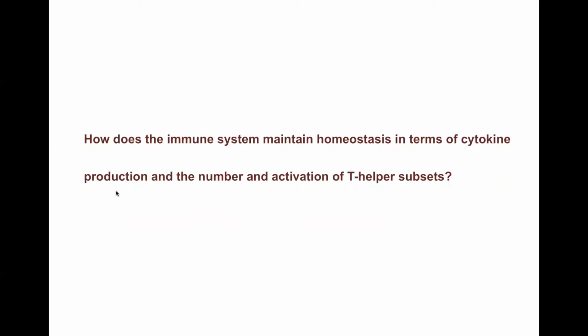So the question we're addressing here is, how does our immune system maintain homeostasis in terms of cytokine production and the number and activation of T helper subsets? In other words, why doesn't our immune system go out of control? Why don't we end up with too many Th1 or Th2 or Th17? Of course, in chronic disease, that's exactly what happens. And that's one of the major challenges of immunology, to start to unpack those changes which lead to this imbalance in the T helper subsets.